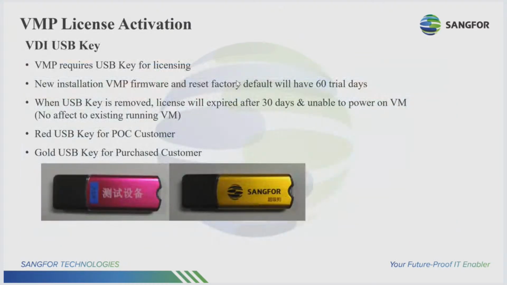And this is our license key. VMP requires a USB key for licensing. Usually a newly installed VMP firmware at factory default will have 60 trial days. For the 60 trial days we use the standard edition. And when the USB key is removed, the license will expire after 30 days. After it has expired, we cannot power on virtual machines, but there is no effect on existing running virtual machines. Okay, this is different. And this red USB key is for POC, and the gold USB key is for purchased customers.